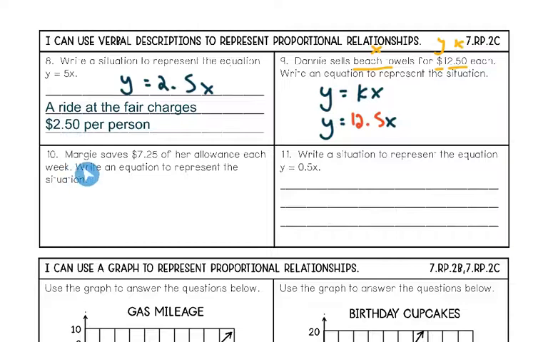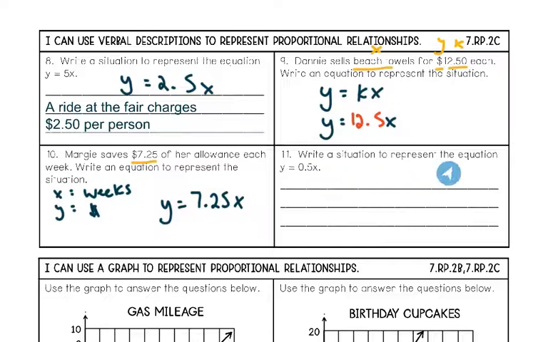Number 10 says that Margie saves $7.25 of her allowance each week. Write an equation to represent this situation. In this situation, x is the number of weeks and y is our total amount of money we make. Our constant of proportionality, or our unit rate, is 7.25. So that means that our equation will always be y equals 7.25, since that's our rate, per week, which is our x.